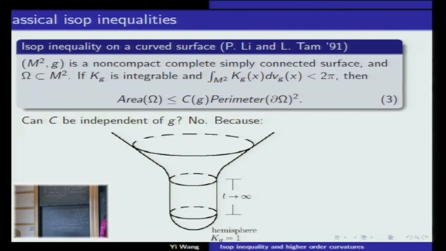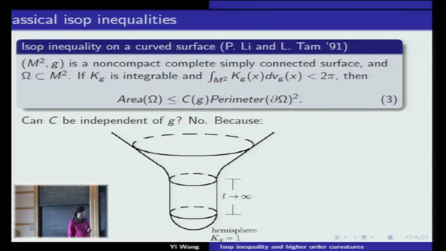As you can see, one can take this cylindrical part as long as possible, and that's why one does not have a uniform isoperimetric inequality. But with a given fixed metric g, which means that you fix some length of this cylindrical part, one has some finite number here. That's a different phenomenon. It has a less restrictive assumption, and a weaker isoperimetric inequality.